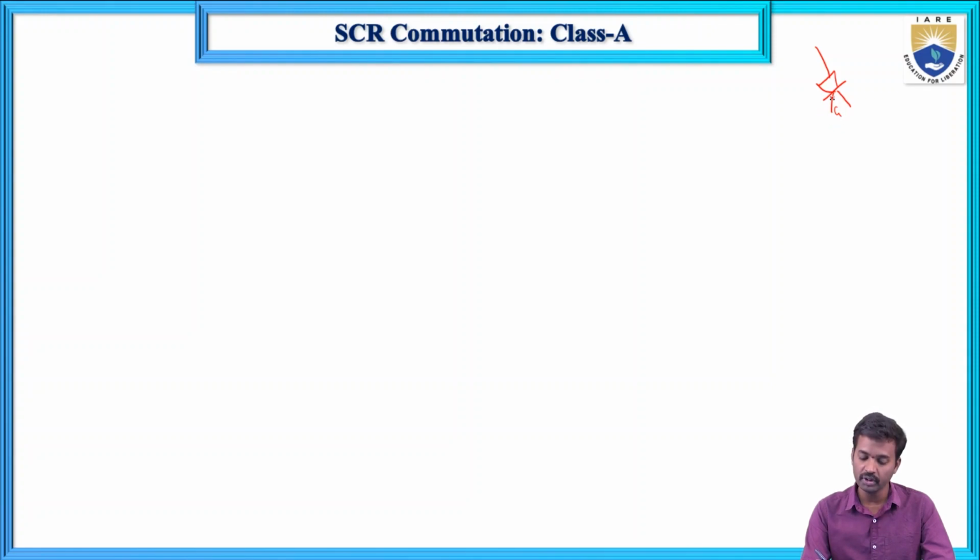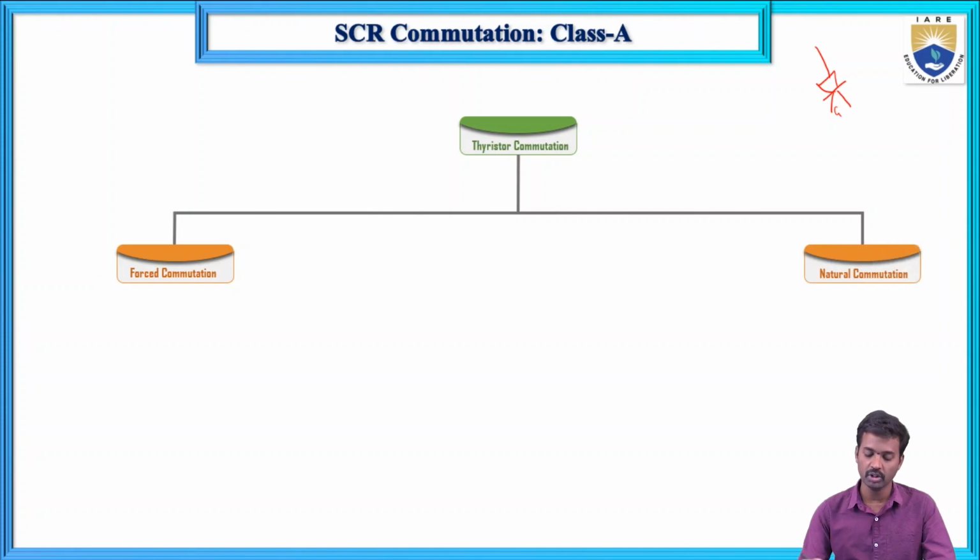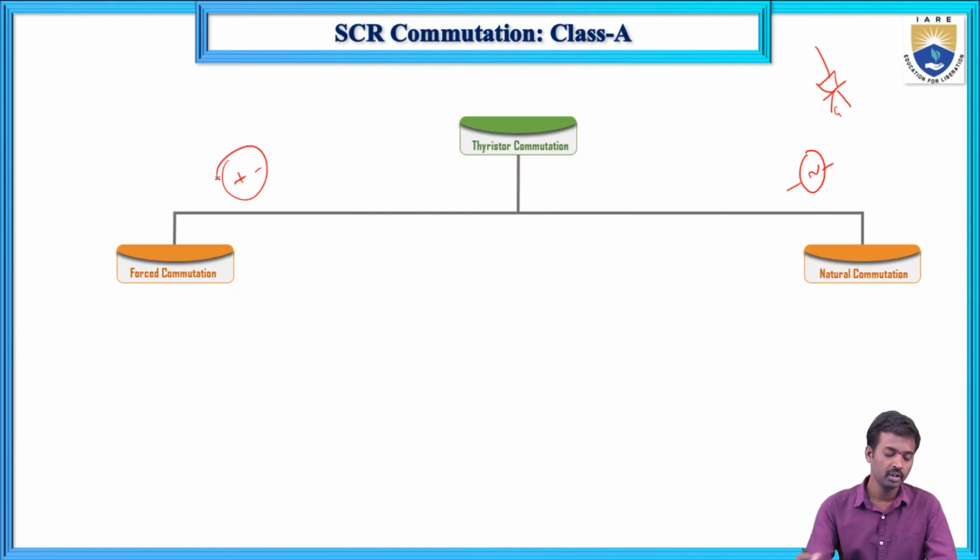By removing this gate pulse, the thyristor will not come from the forward conduction mode to the forward blocking mode. So the process of turning off an SCR is known as commutation. Thyristor commutation is of two types: forced commutation and natural commutation. If you give the AC supply to the thyristor, that is natural commutation, and if you give the DC supply to the thyristor, that is forced commutation.